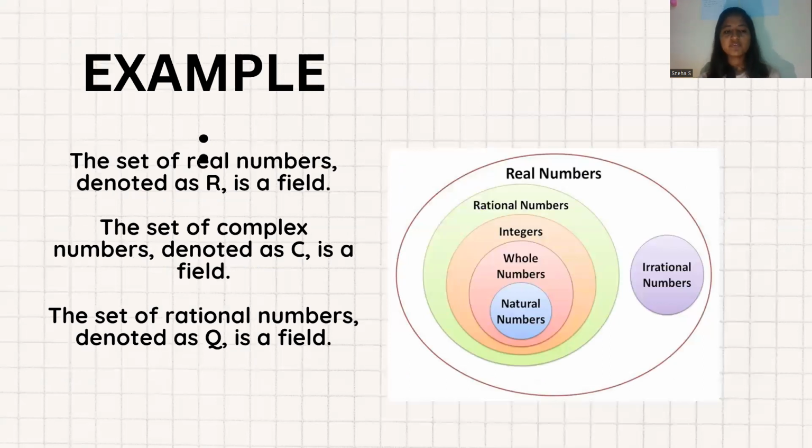Now let us see examples for a field. The set of real numbers denoted as R is a field. The set of complex numbers denoted as C is a field. The set of rational numbers denoted as Q is a field.